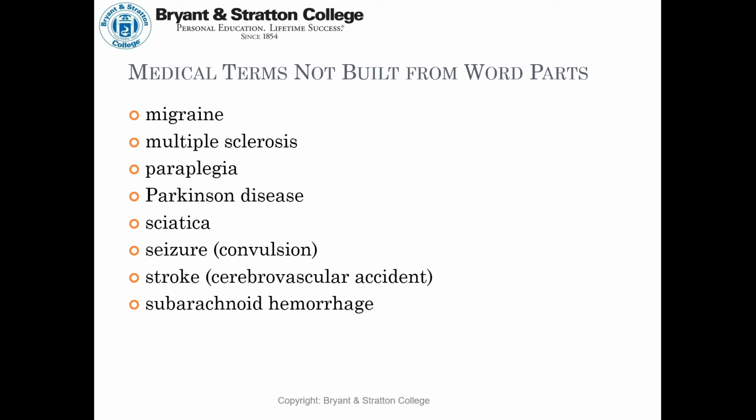Subarachnoid hemorrhage. So this is a bleed into the subarachnoid space. Syncope is a term for dizziness. And then a transient ischemic attack. This is what we would commonly call a mini stroke.